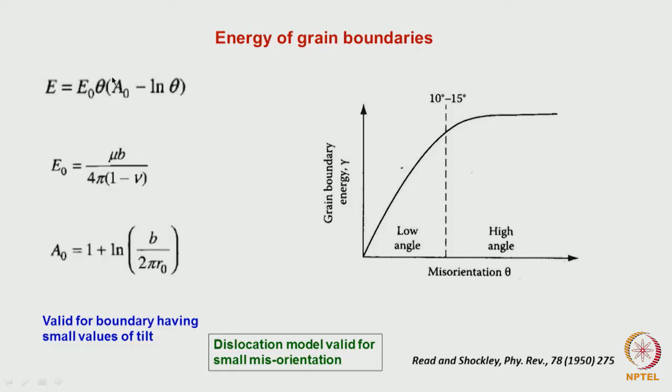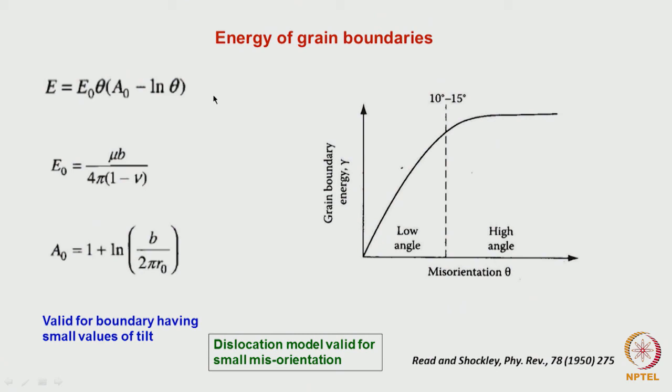Essentially, from this sort of an expression, we can immediately understand that as the misorientation increases, the grain boundary energy gamma increases. But will it go on like this? Go on increasing?